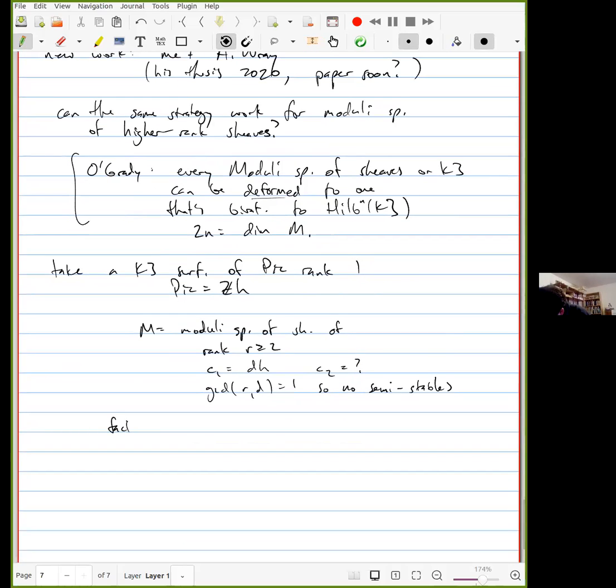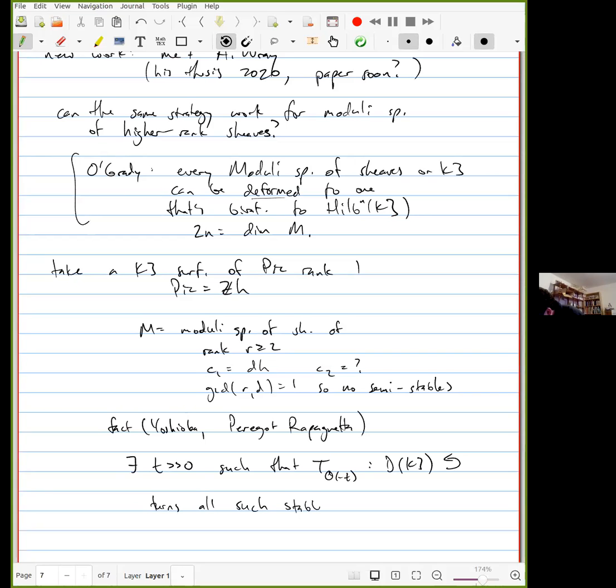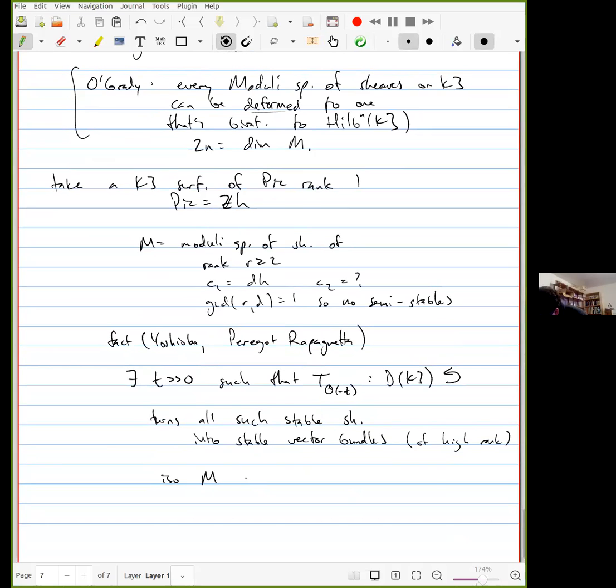And then I want to use this fact due to Yoshioka, and then there's a sort of a more streamlined presentation due to Perego and Rapagnetta, which is that there's some big T such that the spherical twist around O of minus T, acting from the K3 surface to itself, turns all such stable sheaves into stable vector bundles of some big rank. And in fact, we could work out what the rank is in terms of all those numbers, but let's not do it. And so we get an isomorphism from my moduli space to some other moduli space of vector bundles.